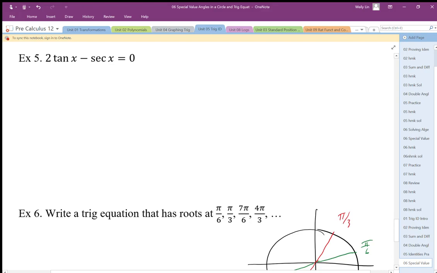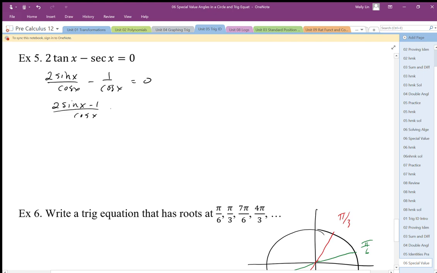We need to be able to relate these two to each other. So I'm going to do this. I'm going to rewrite this with sine and cos. And what ends up happening is I end up with an equation that looks like this, all over cos x equals 0.